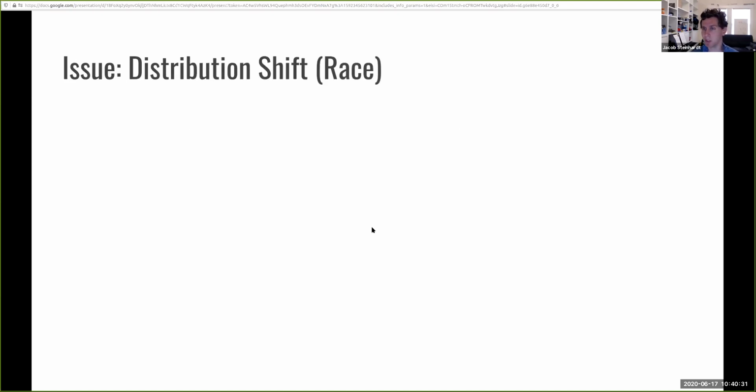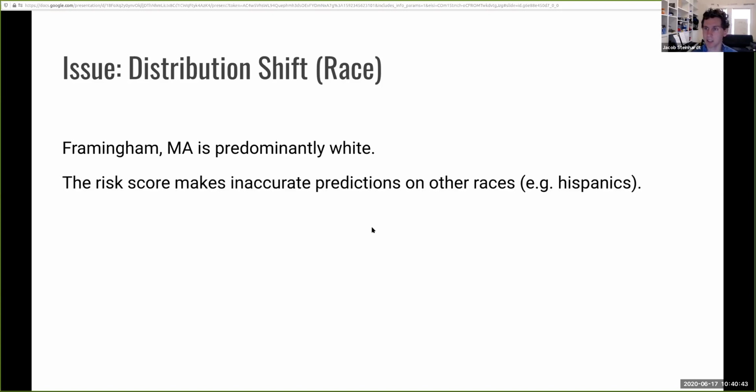There were a couple that in some sense we were fishing for here. The really big one was distribution shift. It turns out that the large majority of the people in the study were white, and there are racial factors in heart disease risk. So this model makes reasonably good predictions on white individuals, but is inaccurate for other races, especially Hispanics, actually.